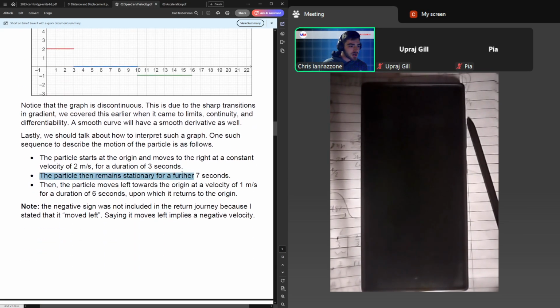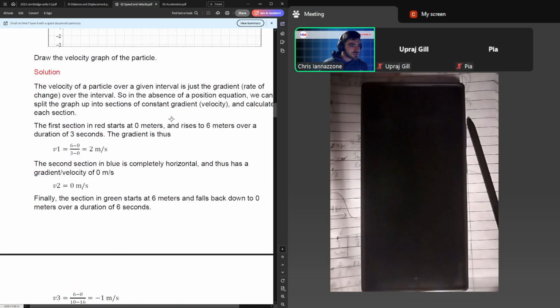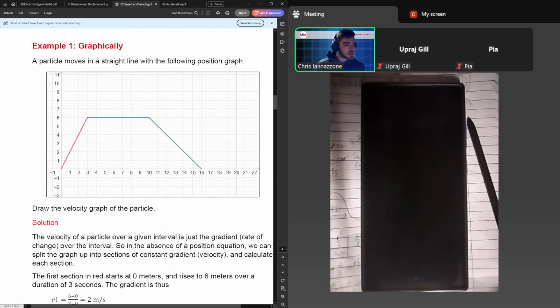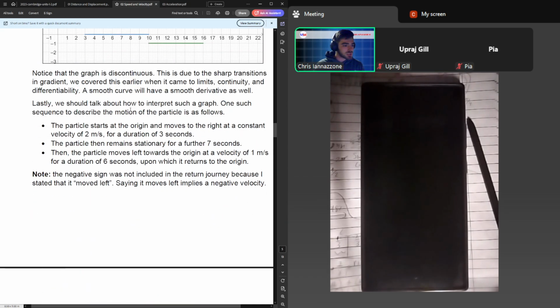So we would then say the particle remains stationary for a further 7 seconds. Instead of saying from t equals 3 to t equals 10, I've just said it was 7 seconds. There's not really strict rules around how you interpret the scenario. Those are just the things I would start bringing up, which is position information as far as what direction it's going, a bit of speed information, and maybe over what duration or time information you can put in there.